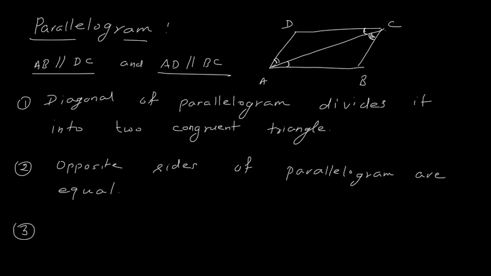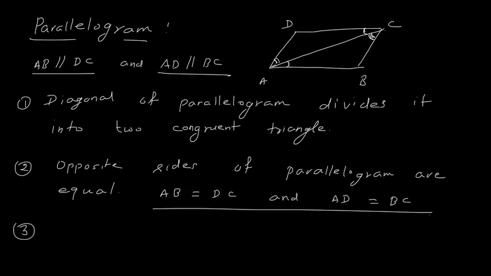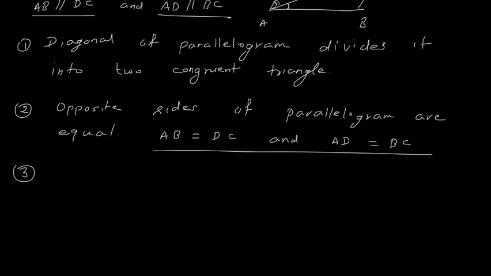So when I say opposite sides of parallelogram are equal, that means this side AB will be equal to side DC and this side AD is equal to side BC. Third, I am saying that opposite angles are equal. That means angle A will be equal to angle C and angle B will be equal to angle D.